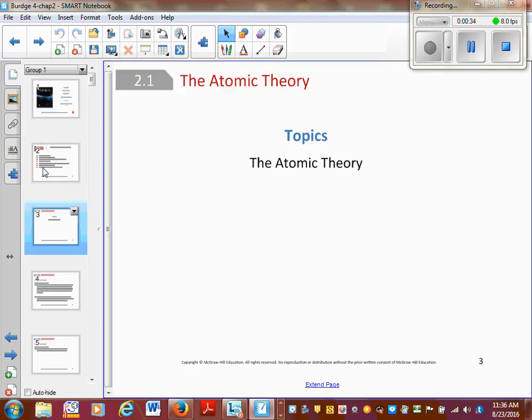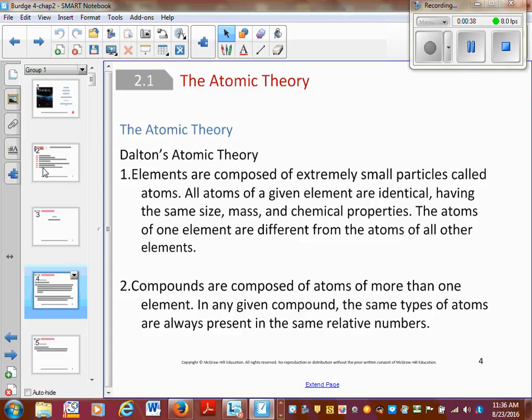The atomic theory. We're going to talk about that, just a general history of it. It started off with a man named Dalton. His theory was elements are composed of extremely small particles called atoms. All atoms of a given element are identical, having the same size, mass, and chemical properties. He said the atoms of one element are different from the atoms of all other elements.